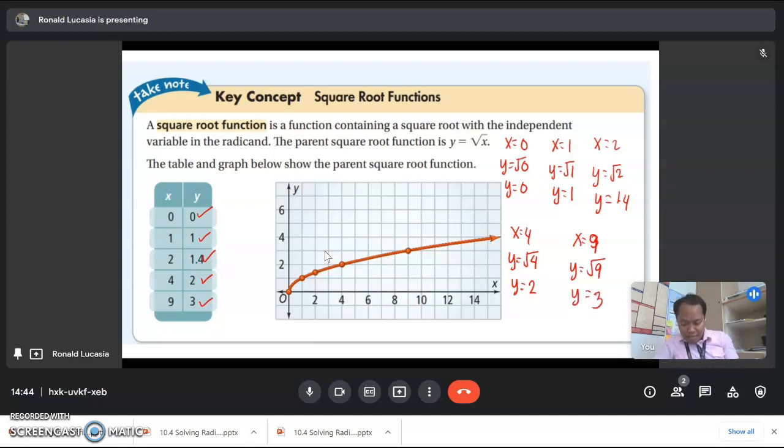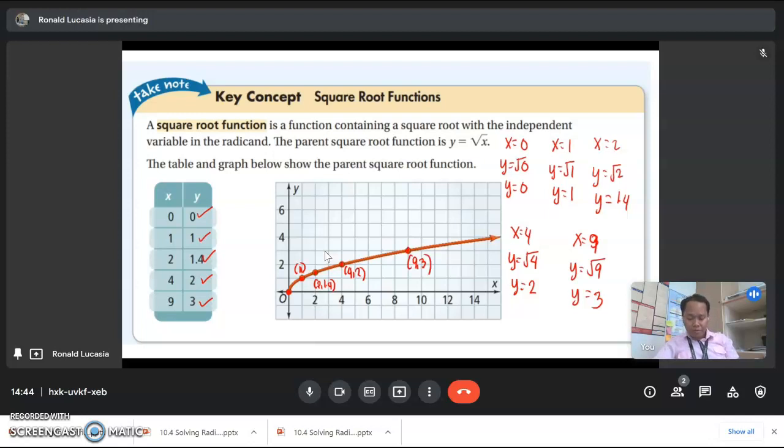To plot that, this is (0, 0). This is (1, 1). This is (2, 1.4). We have there (4, 2). And this is (9, 3).